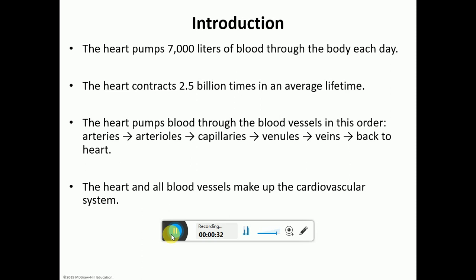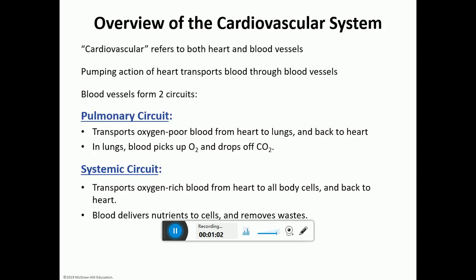And the order of blood vessels would be from the left ventricle to your big arteries, then to your smaller arterioles, then to the capillaries, and then it gathers back again into the venules, veins, and then back to the heart to the right atrium. The cardiovascular system is made out of 2 parts: the cardiac part, which is the heart, and the vascular part, which would be your blood vessels. So in this chapter, we're going to be talking about both.